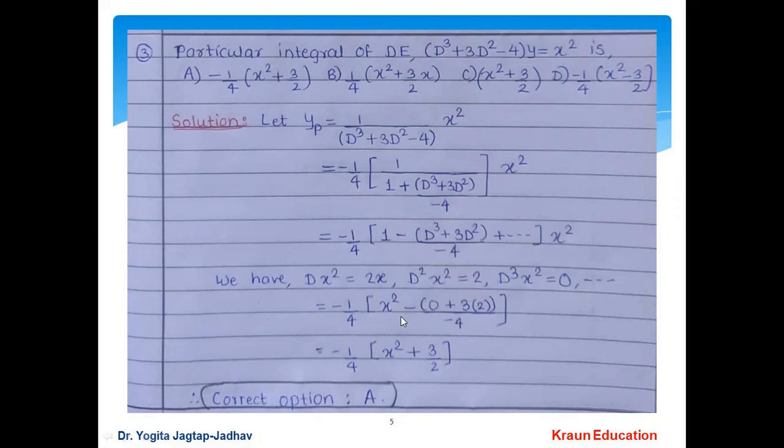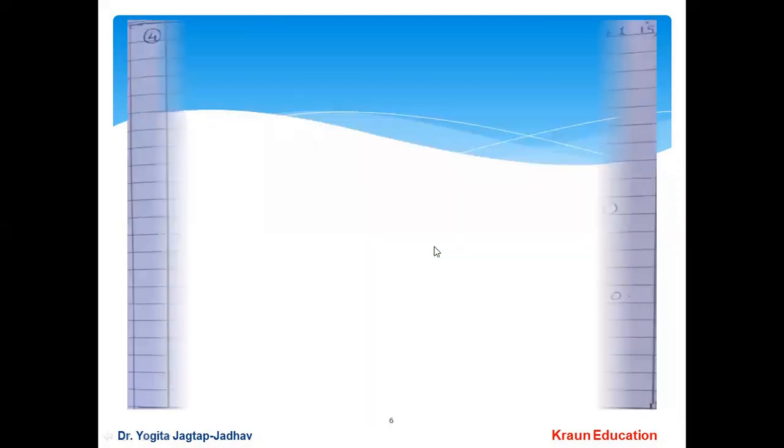Therefore, what we get here is minus 3 multiplied by 2 upon −4. Minus minus becomes plus, 4, and 2 to the 4. Therefore, your particular integral yp equals −1/4 x² + 3/2. Therefore, the correct option is A.